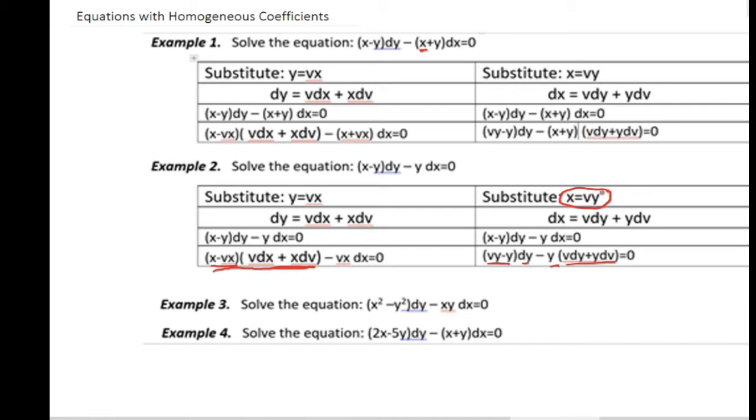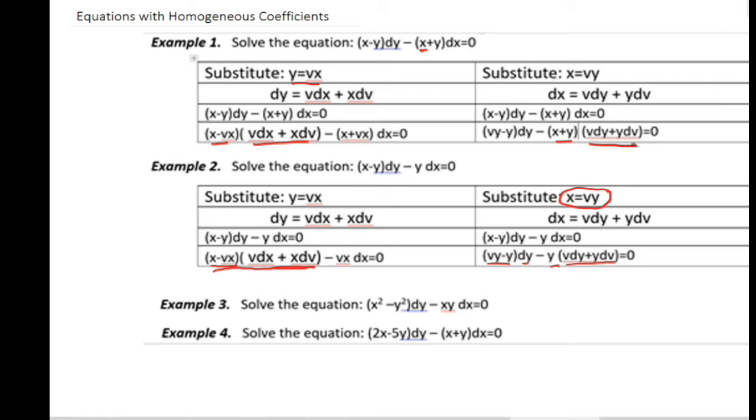And if we compare to our example 1, we notice in our solution for the substitution y = vx, we have a binomial multiplied by a binomial. In our other solution, x = vy, we also have a binomial multiplied by a binomial. That's why the two will have the same length of solution.